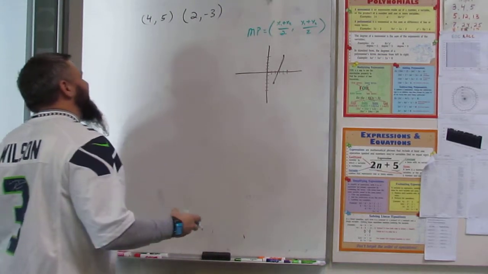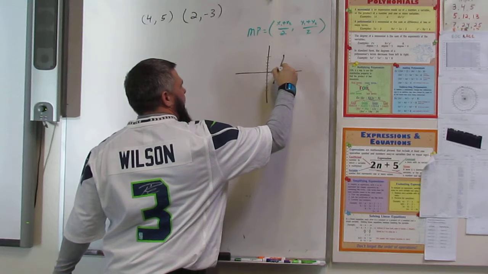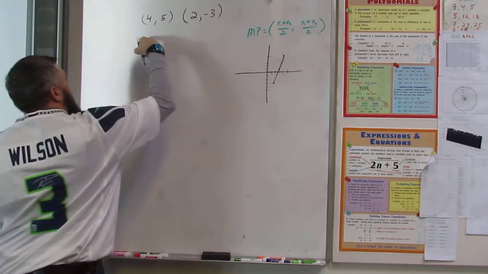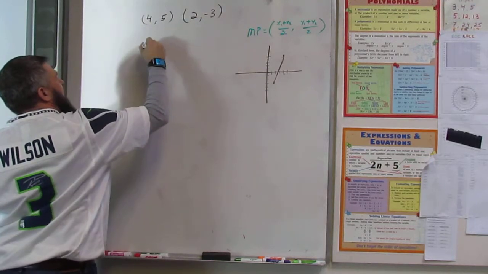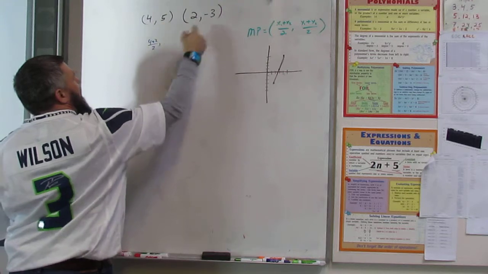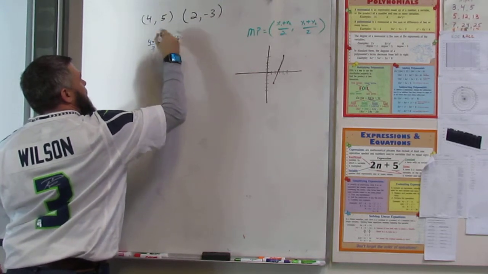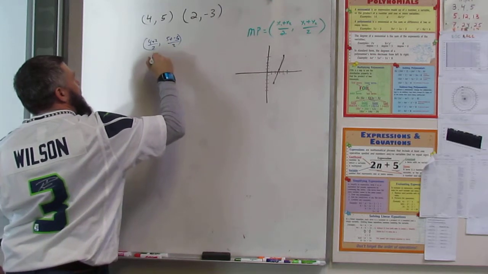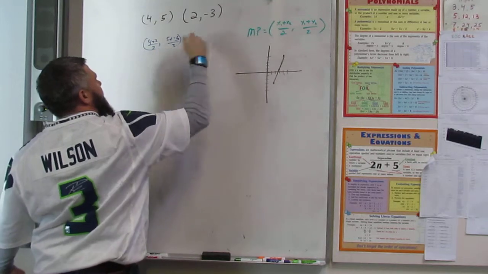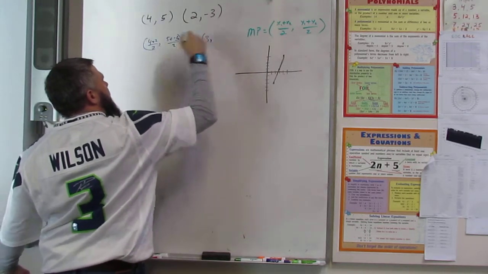Alright, so we got to find the midpoint somewhere in here. It's going to be somewhere in here, right? Somewhere. Right? And so midpoint's pretty easy. We're just going to take the mean of these. So 4 plus 2 over 2. And the mean of these, 5 plus negative 3 over 2. And we find that the midpoint is equal to 6 over 2, which is 3, and 2 over 2, which is 1.